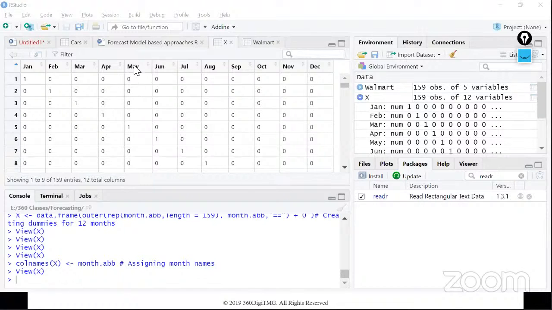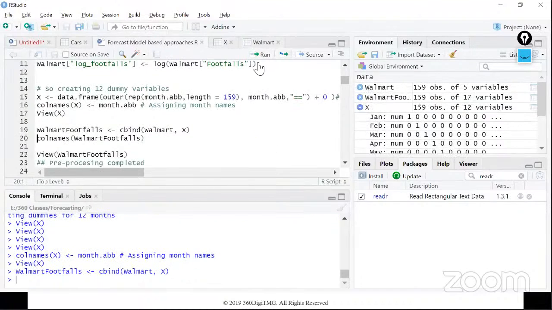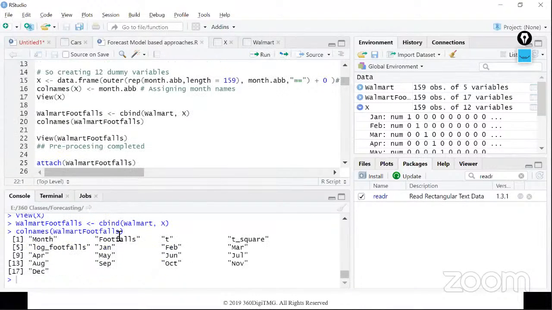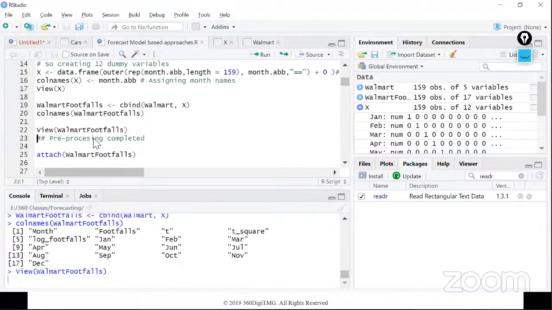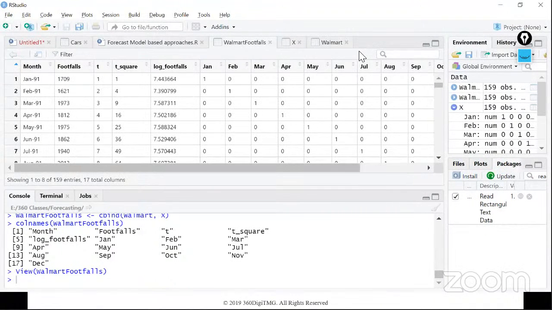Great. So now this object X, I'm going to combine it with Walmart. Walmart already has 5 columns. So we do this. Now if you look at the column names of Walmart: month, footfalls, T square, log of footfalls, Jan, Feb, March, April, May, all the way to December. If you want to view it, this is what it looks like. Amazing. All right.